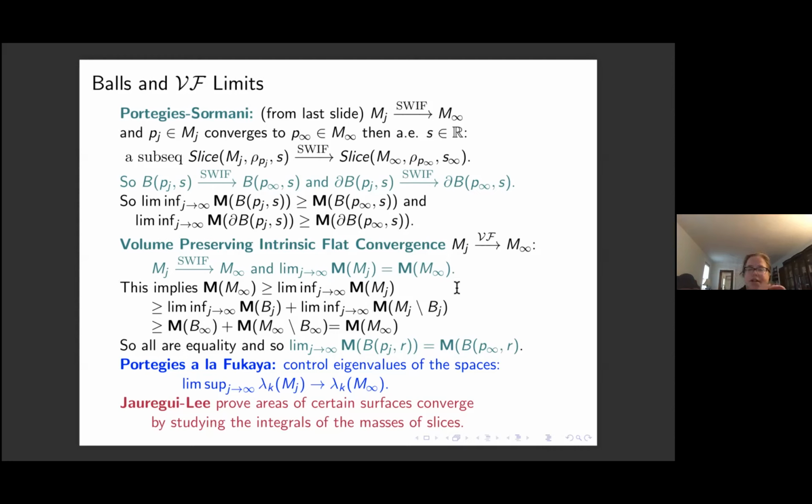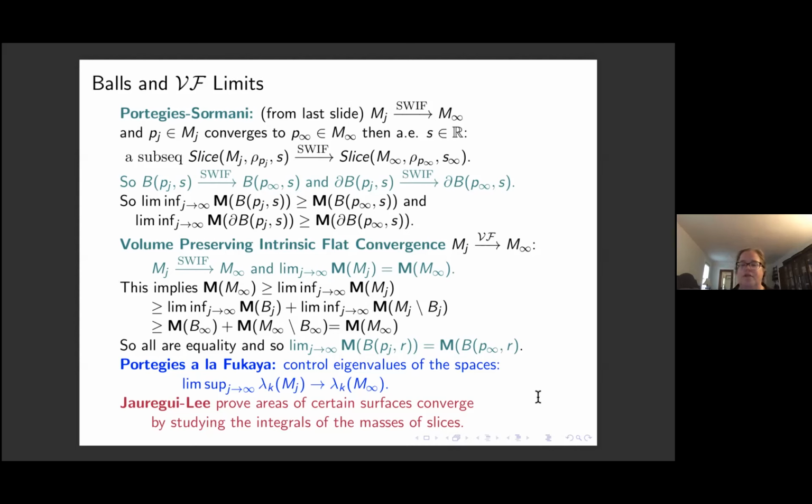Okay, so if you can get the slices to converge, you'll get, in general, the limits of the masses of the slices will converge. And now with the volume preserving, you're going to get the masses of the slices themselves to converge to the masses without a limit. All right, so that's an extra strength that is added from the volume preserving intrinsic flat.